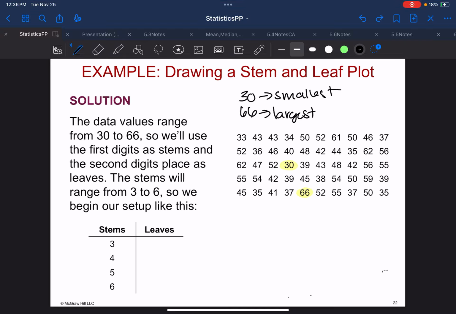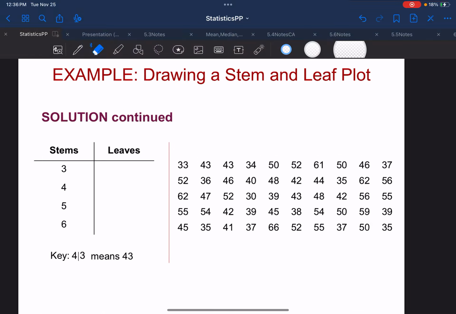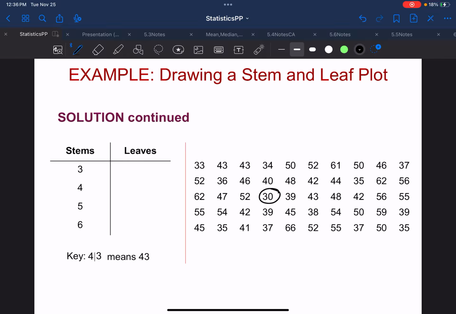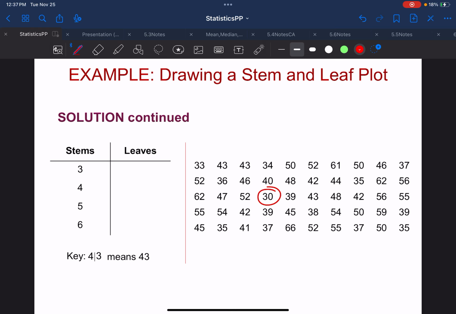Okay, and so now that I have my stems written here on the left, I will start to place my leaves. And I think that we're going to do that over here. Okay, so remember I said that this 30 was the smallest value in this data set. So I need to start with that 30. And I already have the 3 in that number here. And so the leaf would be the number all the way to the right, which is that 0. So I put a 0 there.